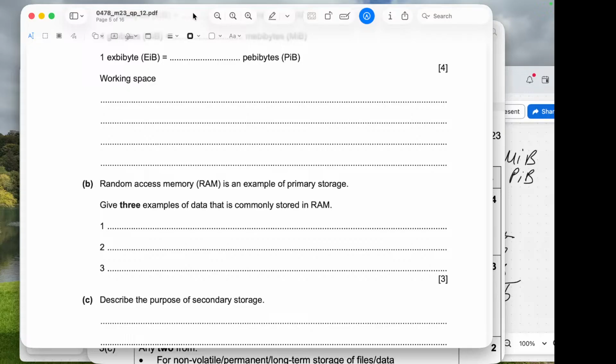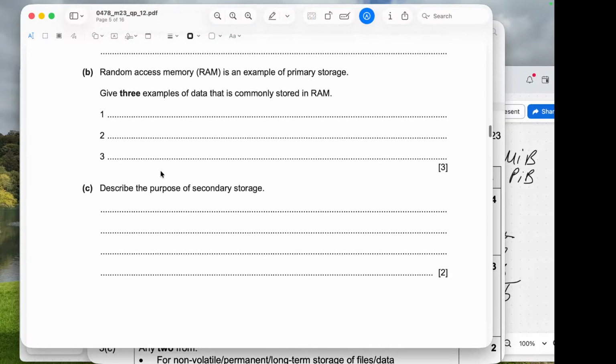Okay, so let's move on then. And the next question is about RAM. Random access memory is an example of primary storage. Give 3 examples of data that is commonly stored in RAM. So 3 examples of data that's commonly stored in RAM.